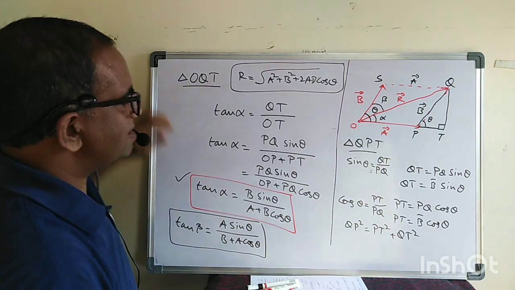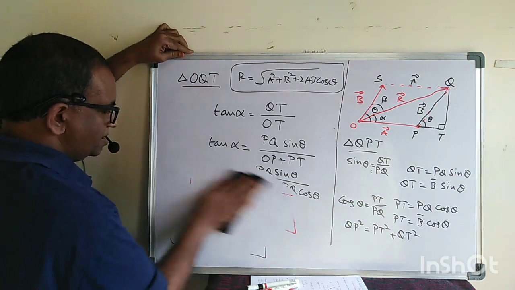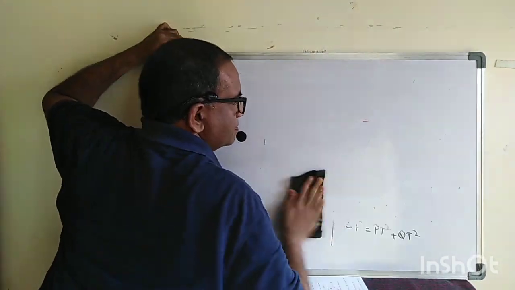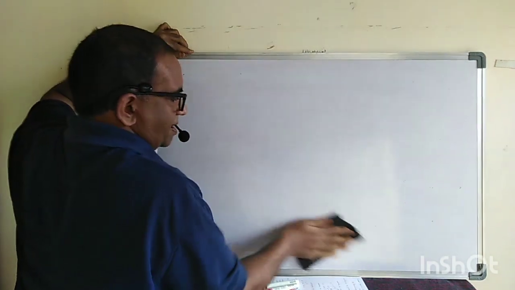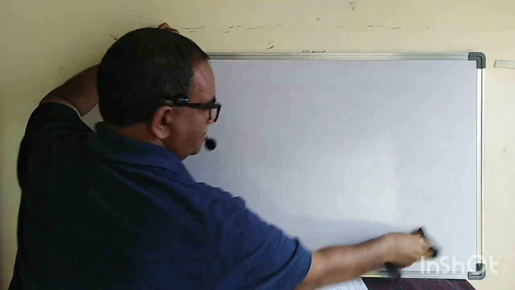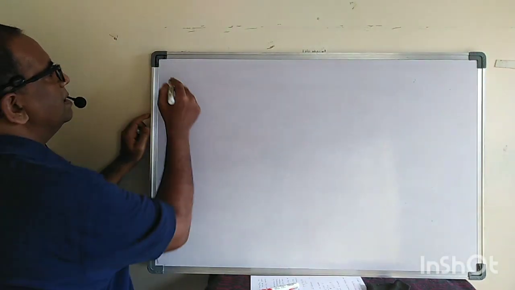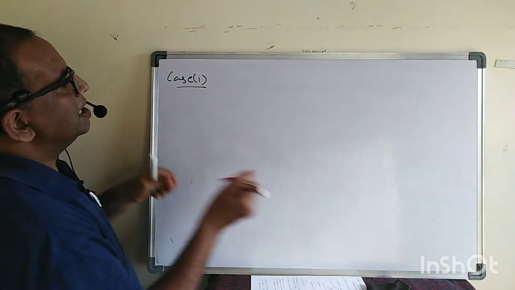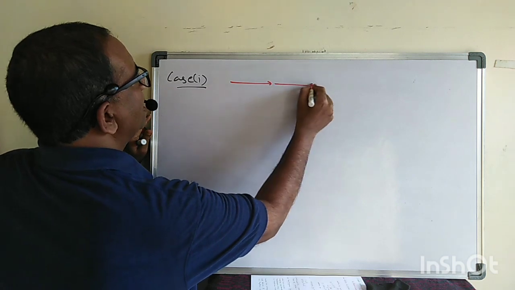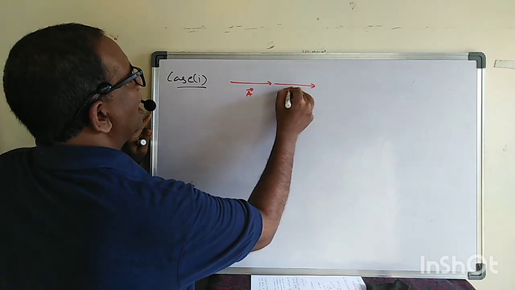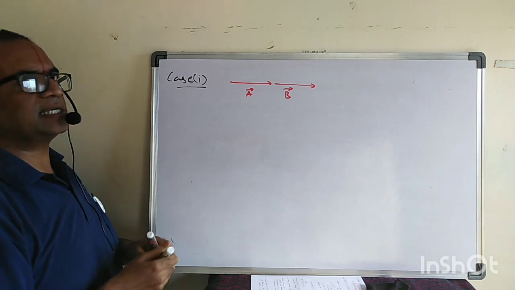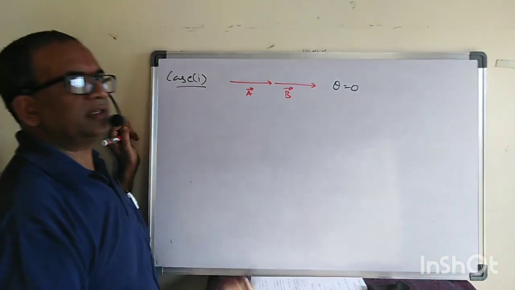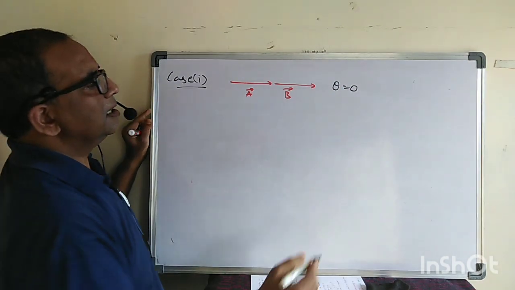But there are some cases in this one. Let us discuss those cases regarding this parallelogram law of vectors. Observe carefully. Case 1: suppose two vectors are acting in the same direction. If two vectors are acting in the same direction, then what will happen? The angle between them is 0. If the angle between them is 0, then let us substitute here.